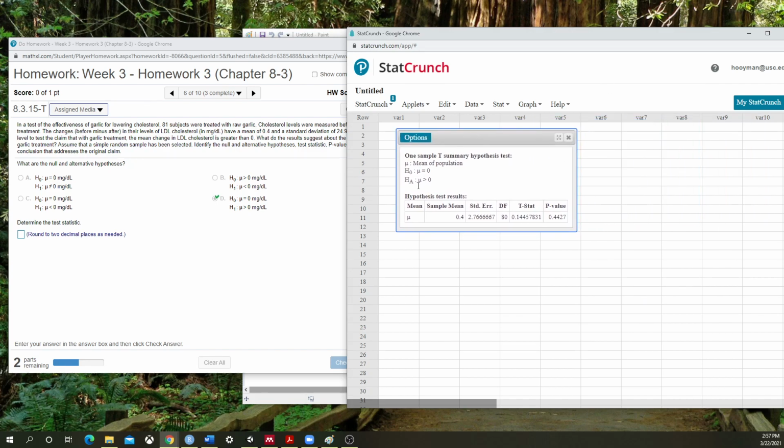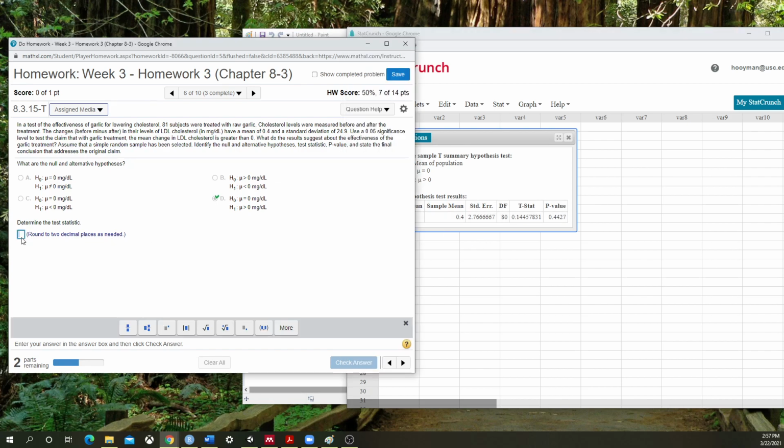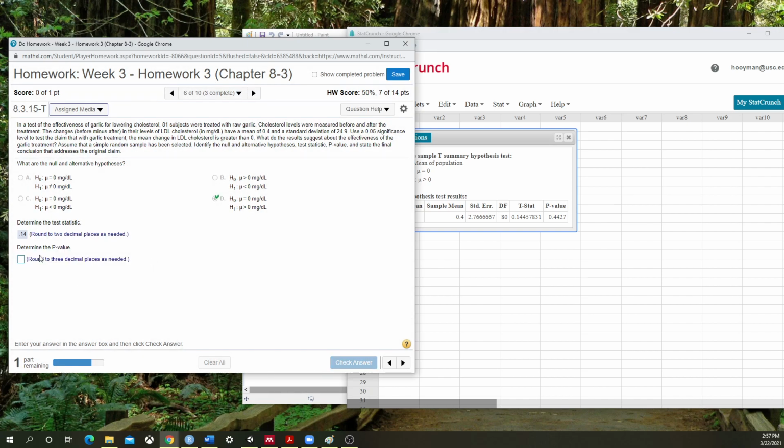Okay, here we go. Here's my output. It's asking me for the test statistic, t-stat. I'm going to round it to 2 decimal places, 1.14. Answer. Good job. Okay. Determine the p-value. 3 decimal places. 0.442. Check answer. Well done again.